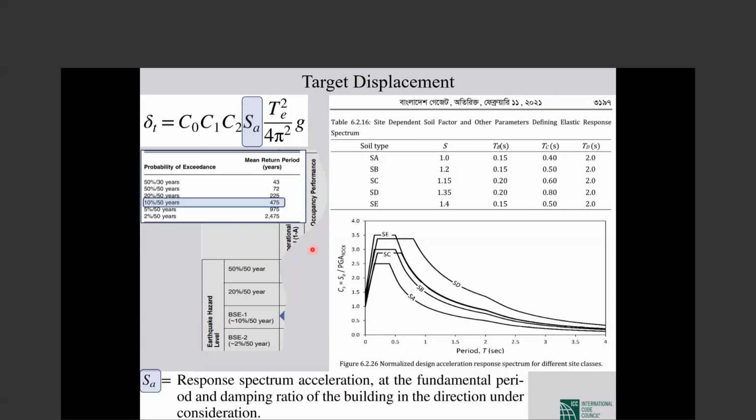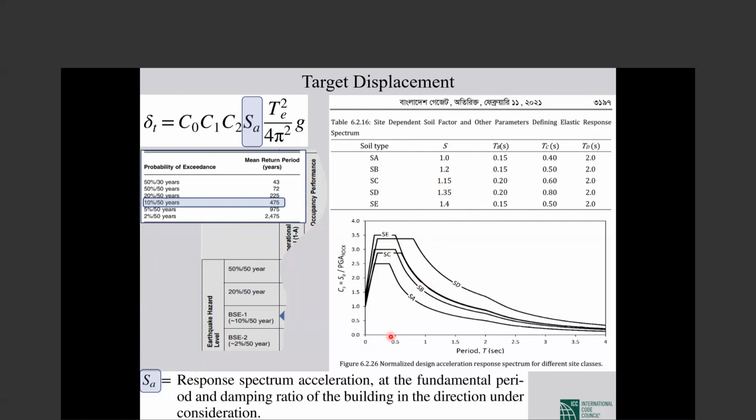So anyway, if a 10% in 50 years, 475-year return period is selected, it is really enough to just use the code, but sometimes it's worth doing a site-specific analysis, because for the specific site maybe you get a smaller value, and your retrofitting becomes even cheaper. So many times it's better to do site-specific responses.